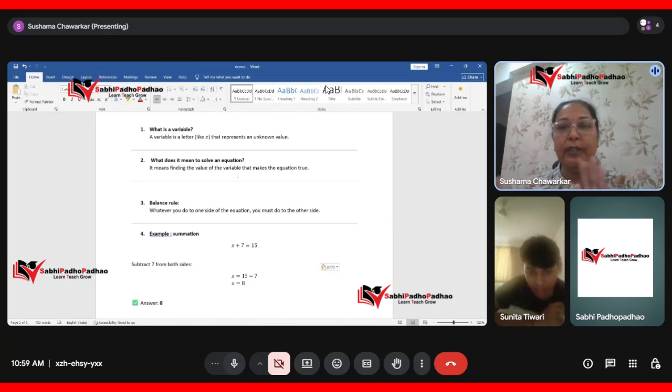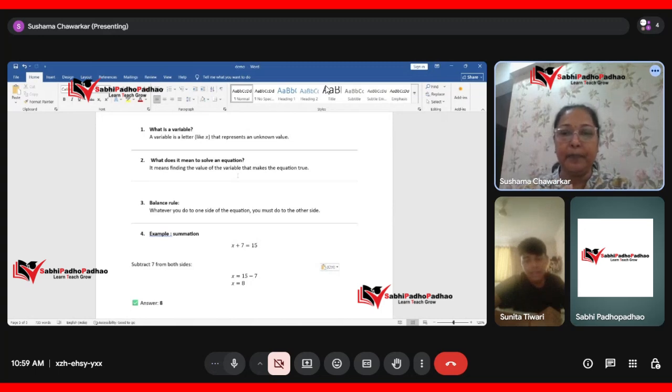Okay. So that means if you are adding something on the left hand side, it should be added on the right hand side as well. If you are subtracting from the left hand side, you have to do the same thing on the right hand side.